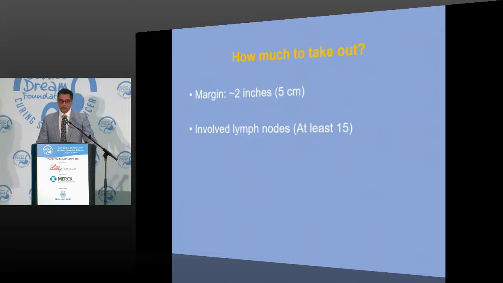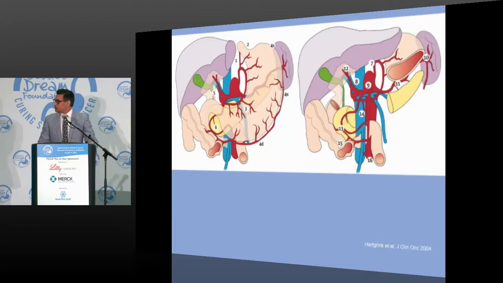The issue with the lymph nodes is one that's a little bit more controversial. In this country, we usually shoot for a total of 15 lymph nodes. And if you look online, you may run into descriptions of what people call D1, D2, and D3 lymphadenectomy. And what that refers to is just the extensiveness of the lymph nodes that you're retrieving.